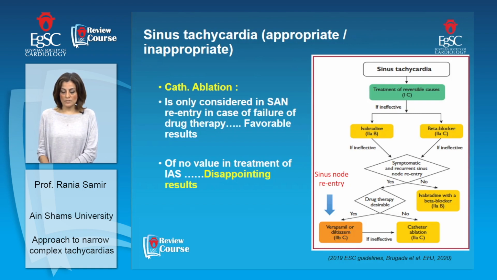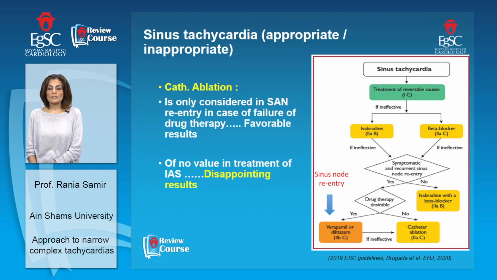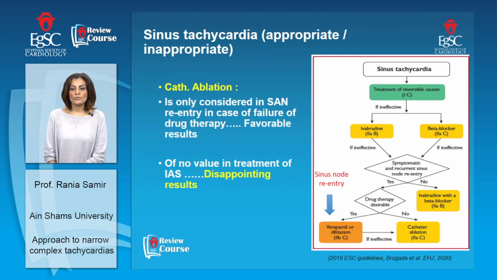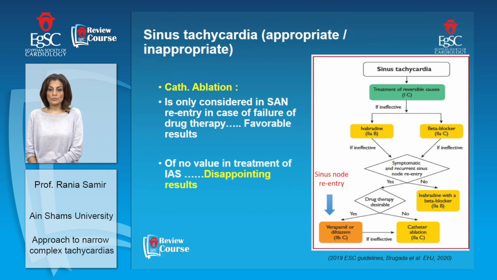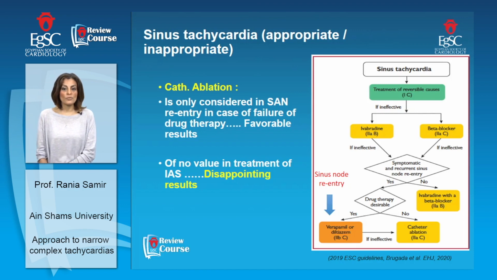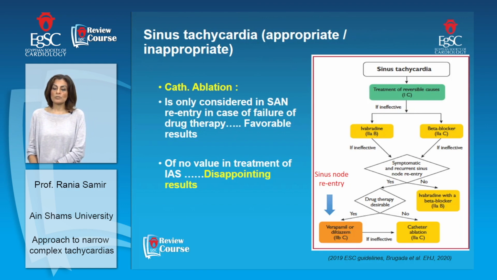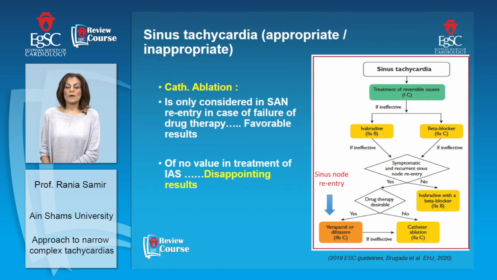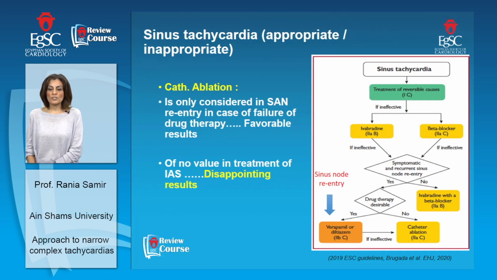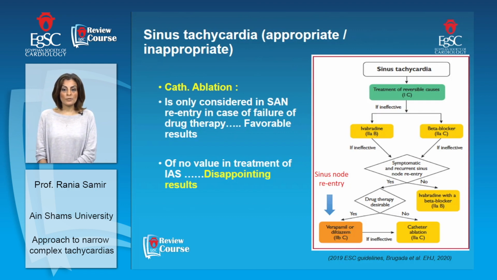One of these drugs is ivabradine, which is a very good drug, and it acts selectively on the If current, or the pacemaker current, within the sinoatrial node, slowing the conduction within the SA node. You can use it alone or in combination with beta blockers if it's not effective. You can also use beta blockers alone as a single agent. But if that fails or the patient is still symptomatic with recurrent arrhythmia, you can use a combination of both drugs.